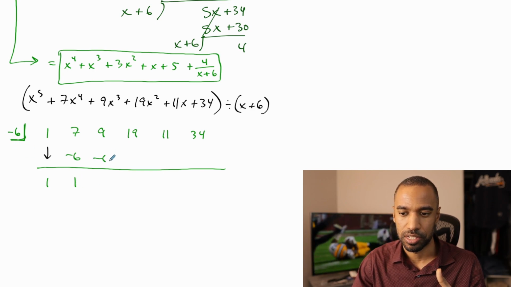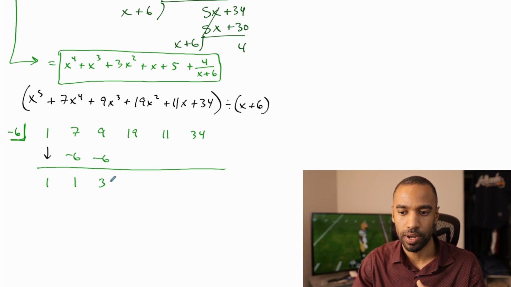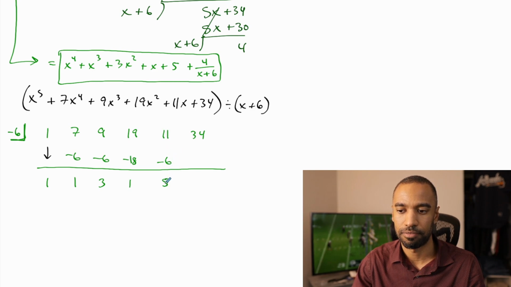1 times negative 6 is negative 6. 9 minus 6 is 3. 3 times negative 6 is negative 18. 19 minus 18 is 1. 1 times negative 6 is negative 6. 11 minus 6 is 5. 5 times negative 6 is negative 30. 34 minus 30 is 4.